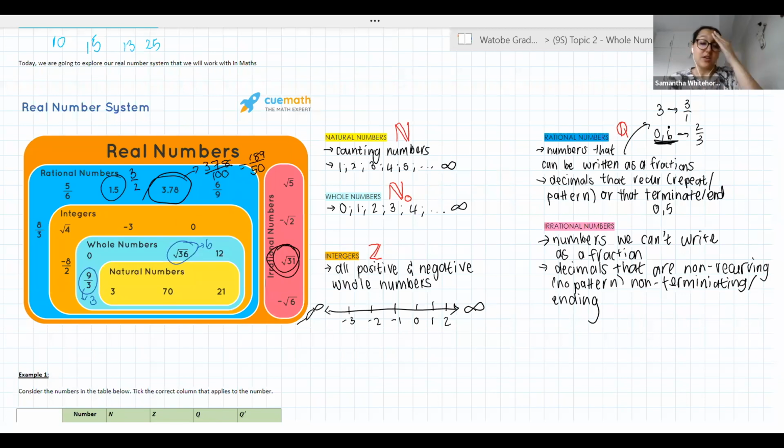Now, the way you can often check if you're really struggling is, like I say, type it into your calculator. Your calculator generally will always give you the fraction. So type it in. If you get a fraction, cool, it's rational.